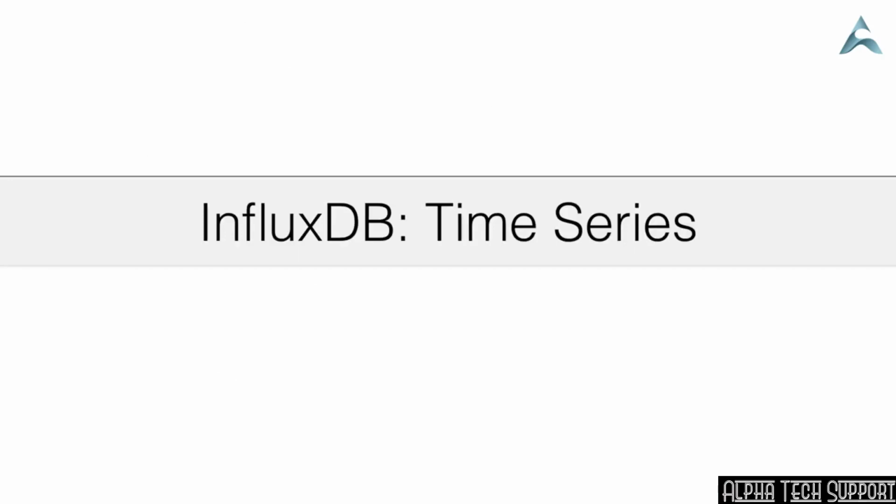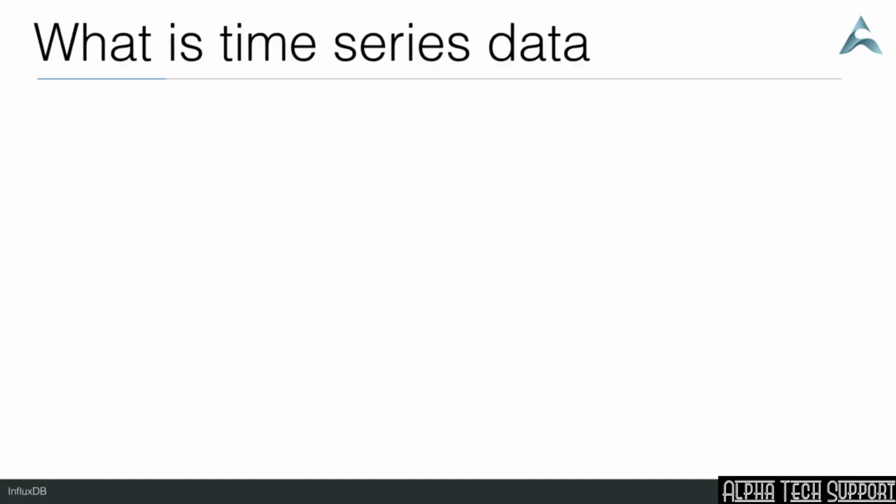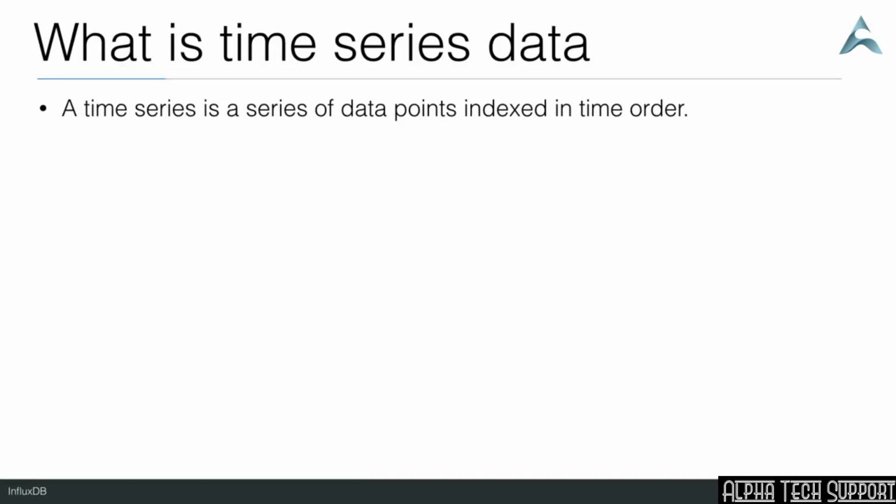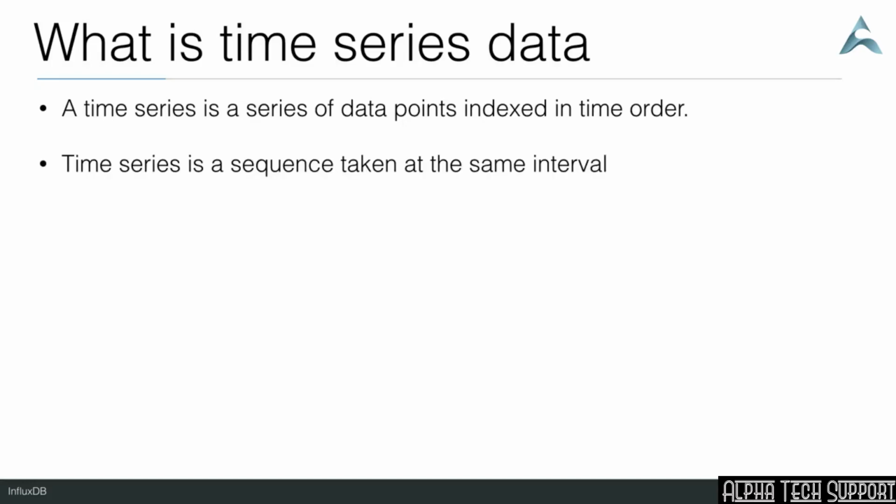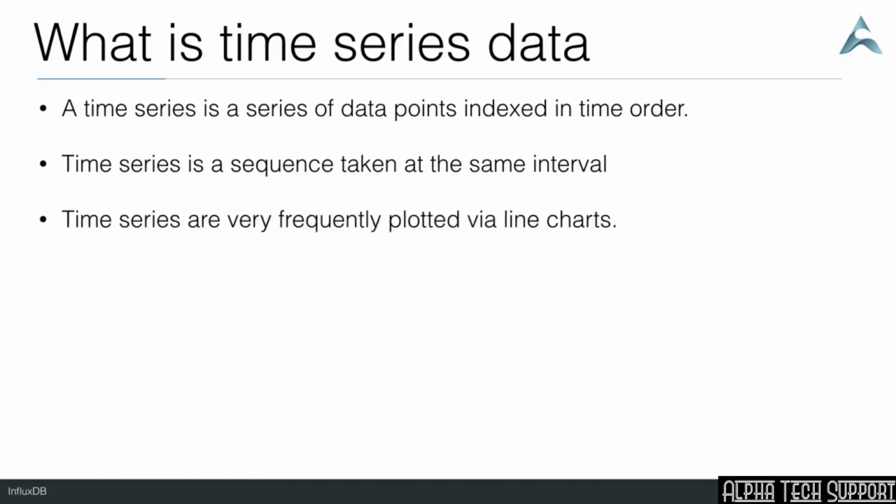I first want to discuss time series. What is time series data actually? A time series is a series of data points indexed in a time order. Most commonly, a time series is a sequence taken at the same interval. Examples of time series are CPU monitoring, Apple stock data, number of connections per second, the temperature reading taken at your house at hourly intervals, and so on. Time series are very frequently plotted via line charts, and in one of our labs I will show you how to do this in Chronograf and Grafana.